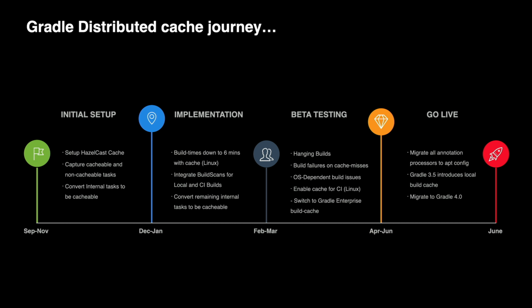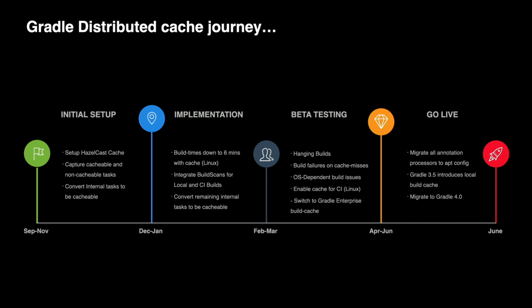As soon as we had a beta for that, we set up the Hazelcast cache at that time, and then figured out what tasks are cacheable for us and what is not, just to get an idea of what things we need to convert to make tasks cacheable. On Linux, things looked pretty good. Our build times were down to 6 minutes or so, and we also integrated build scans at that time with local builds and CI builds, so that we understand the state of the system when we ran the build. Denis will dive deeper into all that later in the talk.